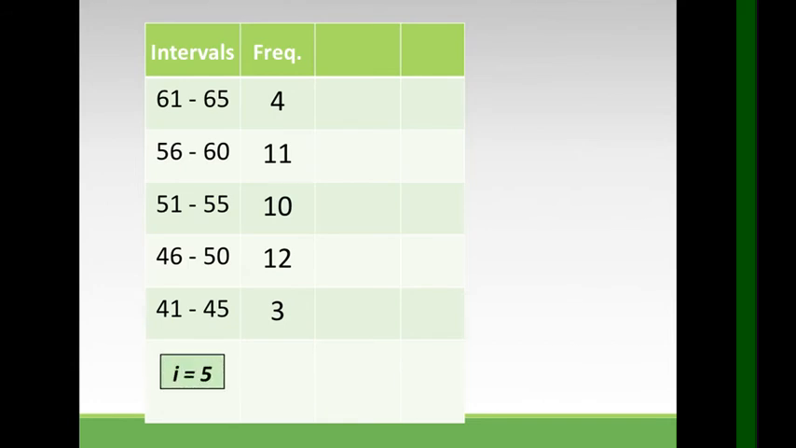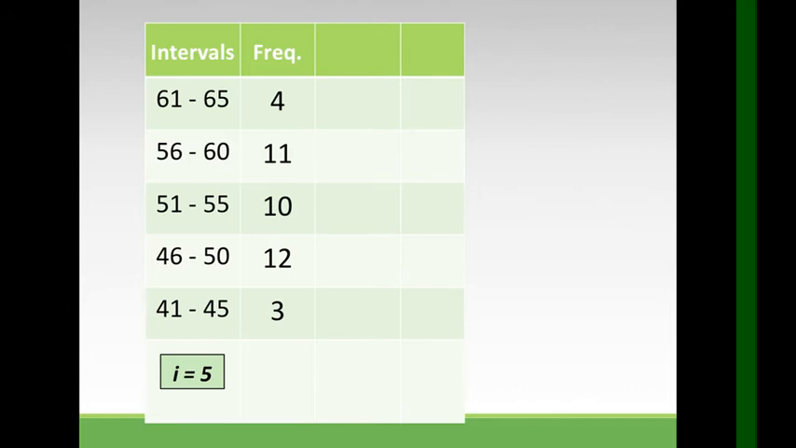So, paano ko nakuha si 5? So, let's have this 61 to 65. Let's count. 61, 62, 63, 64, and 65. So, we have 5 class interval, no? So, how about 41 to 45? We have 41, 42, 43, 44, and 45. That's why i equals 5.